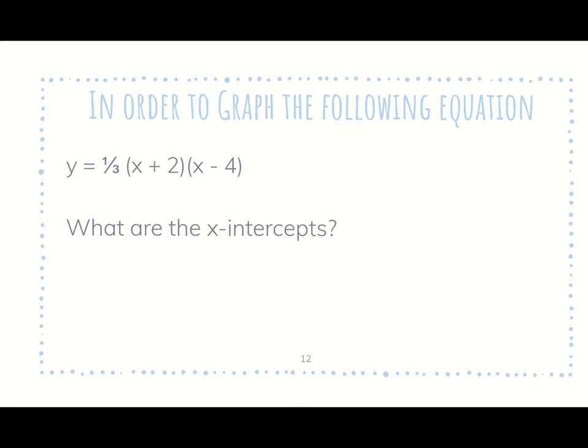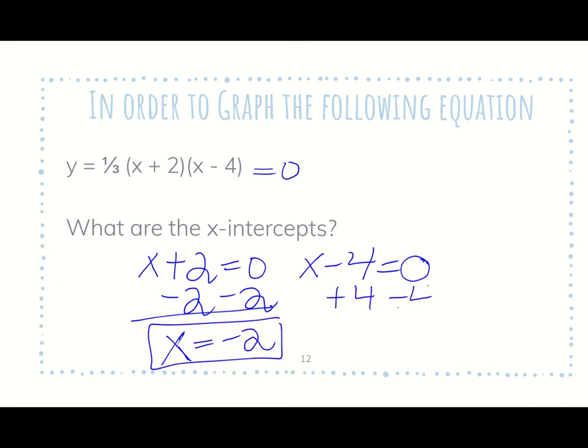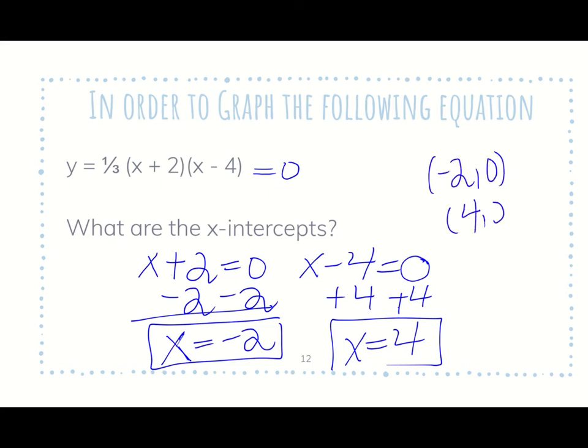All right, so hopefully we got that x equals -2 and x equals 4, because we would set this equation equal to 0, set our factors then equal to 0 because of the zero product property, and solve. So we would do our inverse operations to get x equals -2 and add over 4 to get x equals 4. So these would be our two x-intercepts. We would have a point at (-2, 0) and (4, 0), and we would plot those.